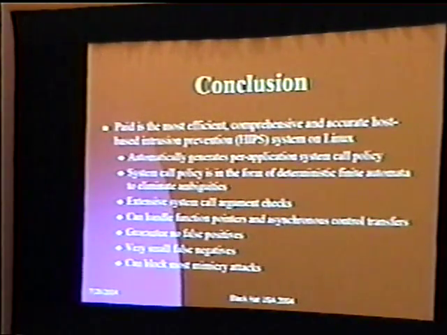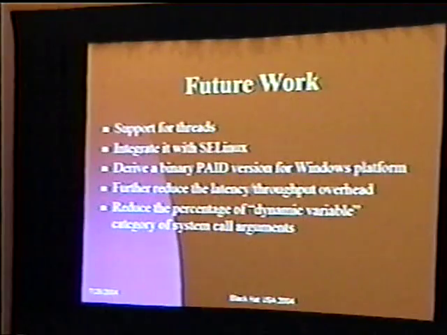It guarantees no false positives, because if there's a deviation, there is an attack. It's just that it has a very small window of vulnerability that an attacker can sneak through. So it has very close to 0 false negatives. It's not 0. And it can block most of the mimicry attacks.